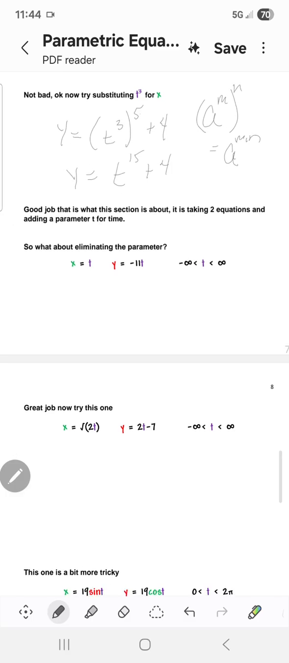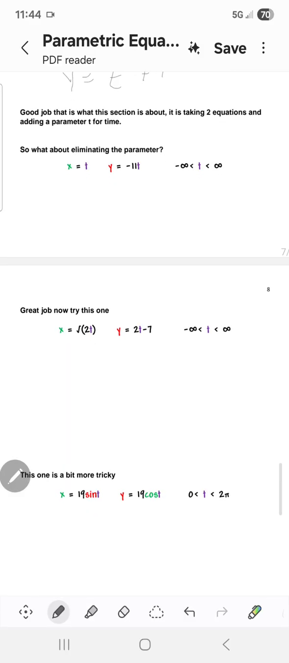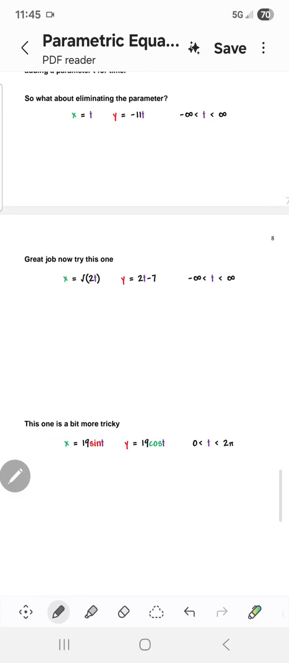It's about taking two equations and adding a parameter for t. We say time. Lowercase t is time. So what about eliminating the parameter? So this time we've got two equations. Again, they're just linear equations. And we've got this value of t, which is basically any value. Lovely. Okay.